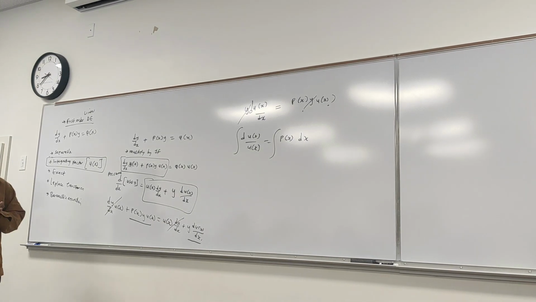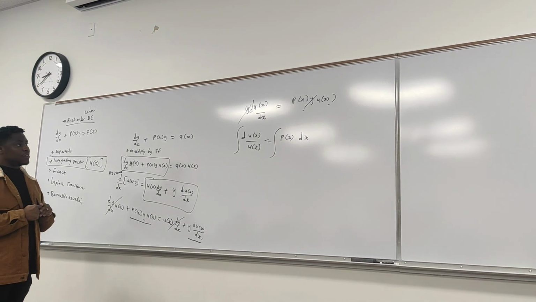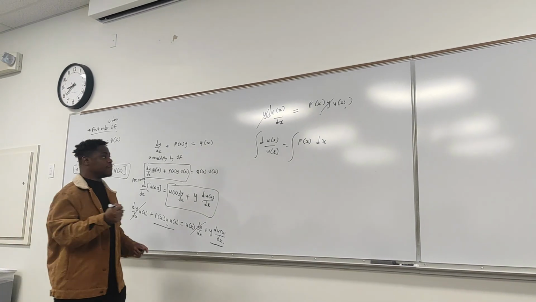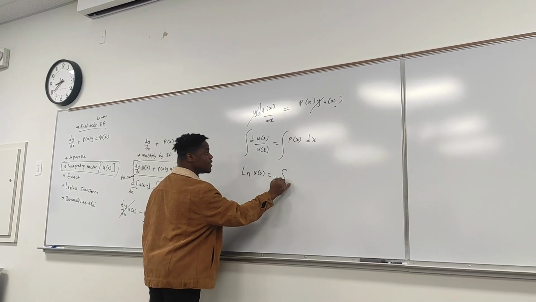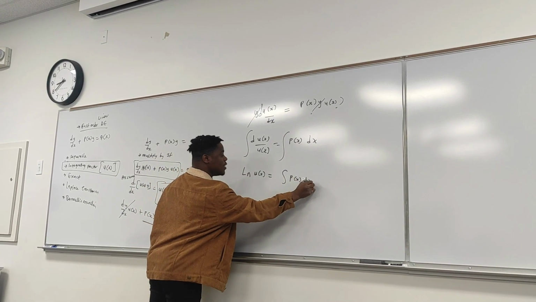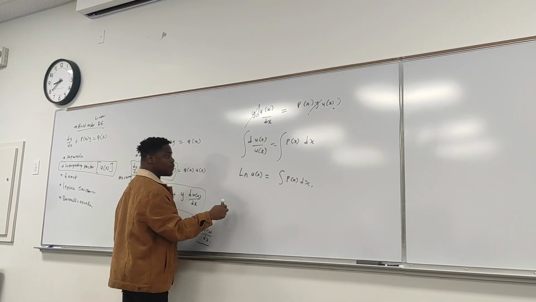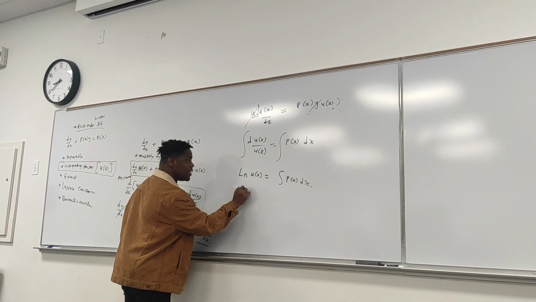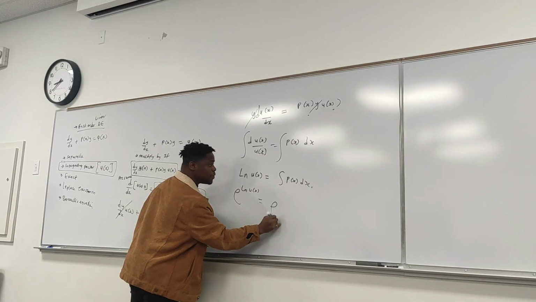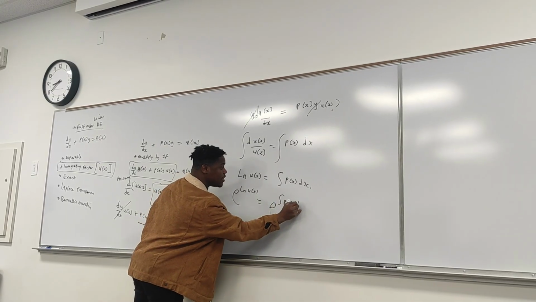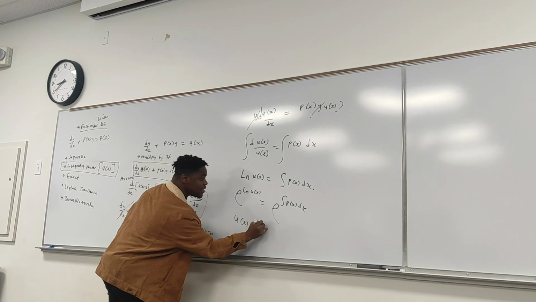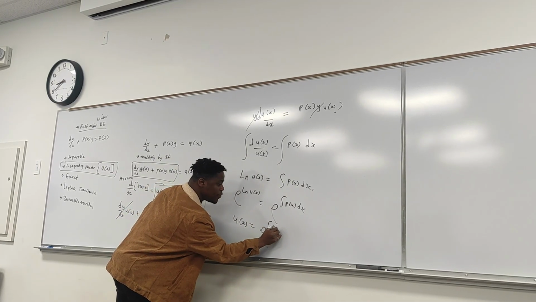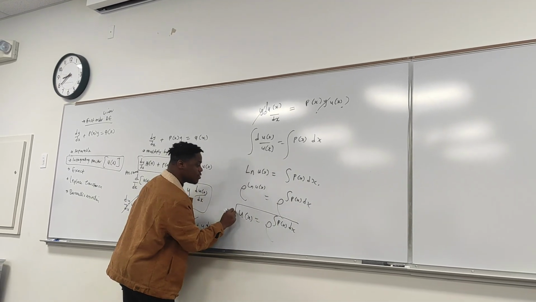If you integrate u of x over u of x, what do you get? ln of x. Thank you. You get ln u of x is integral p of x dx. So now, if you take the exponential of both sides, it becomes exponential ln u of x is exponential integral p of x dx. Now, exponential ln is the same thing as your u of x is exponential integral p of x dx. Do not forget this formula.